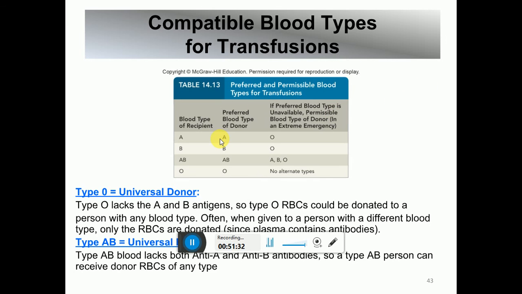So for compatible blood transfusions, again, you want to make sure that you've got the right blood type. If you can't find the right blood type, or you don't have the time, your safest bet would be to go with the universal donor, or type O. Again, AB is a universal recipient. They can take blood from any other type, but they cannot donate. They can't give blood except to another AB person.